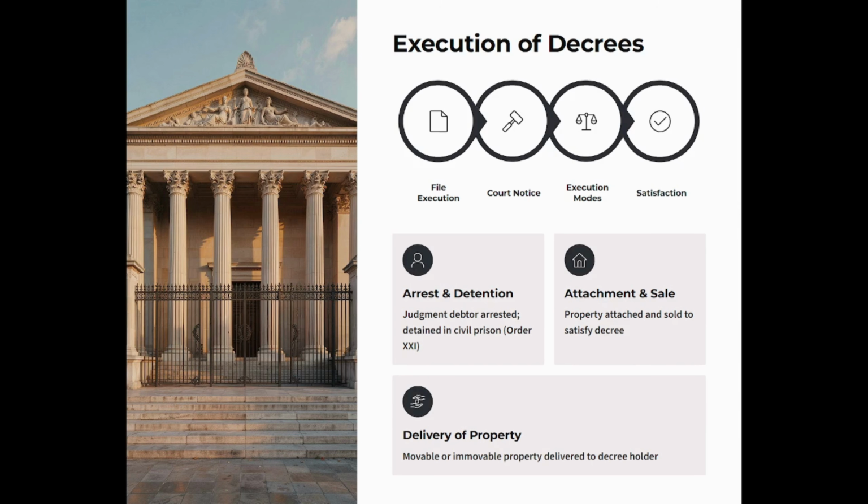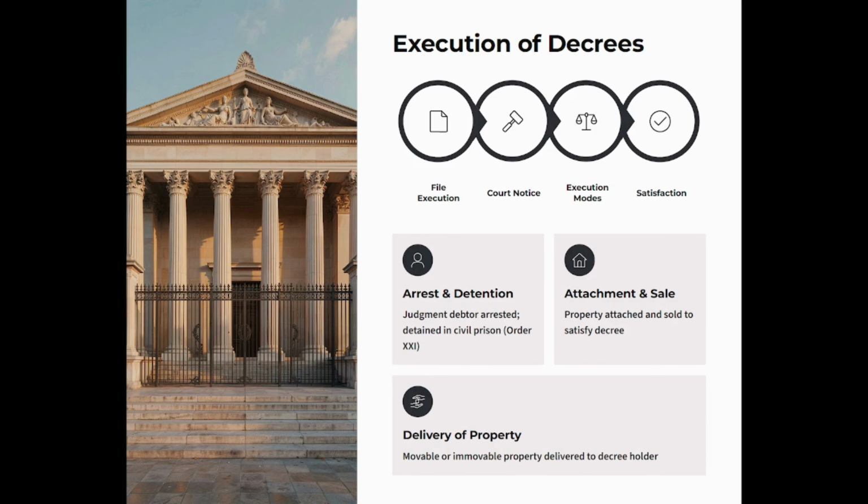Execution of decree: how a winning party actually gets their result. Winning the case is not the end. The winner must also make sure that the order is actually carried out. The process is called execution. The steps here: file an execution application. The court sends notice to the person who has to pay or do something, the judgment debtor. The court decides the method. The decree is satisfied, that is, completed.